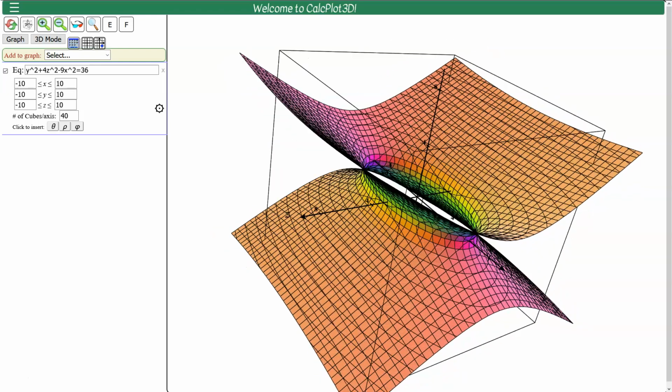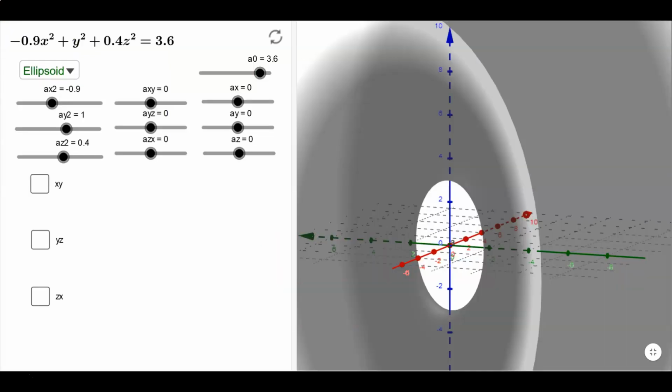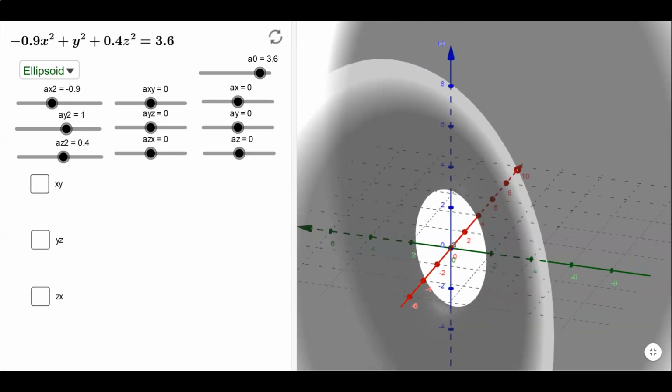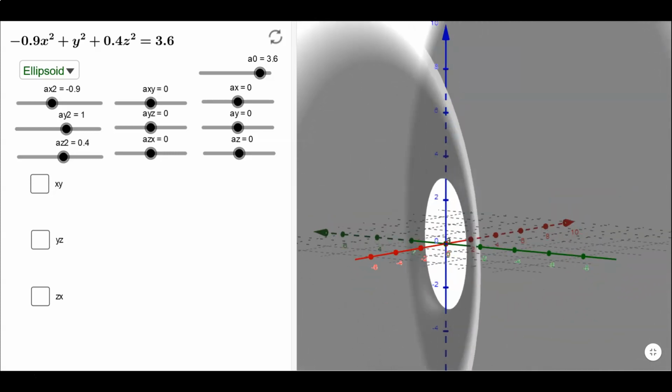There. Now, yeah, this is the best kind of view here. But we had to shift our viewpoint of the axes. And here's what it looks like on GeoGebra. So you can see it's the same kind of shape. Now let's look at the traces.